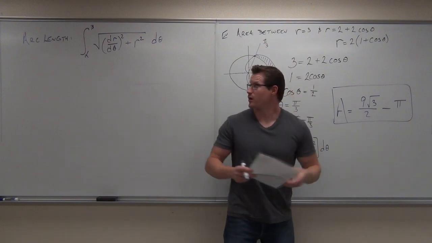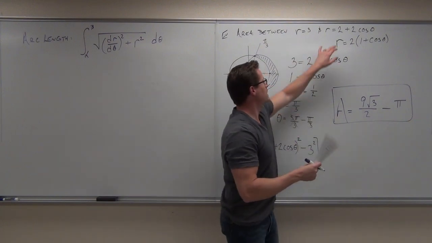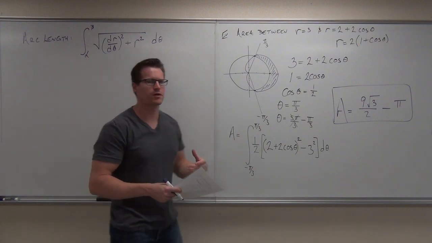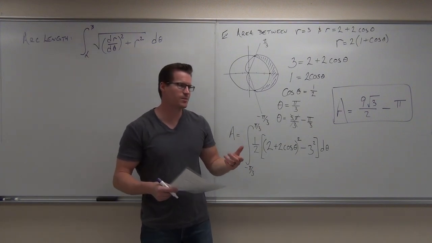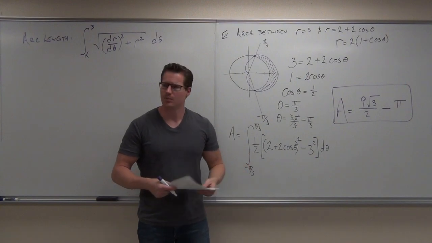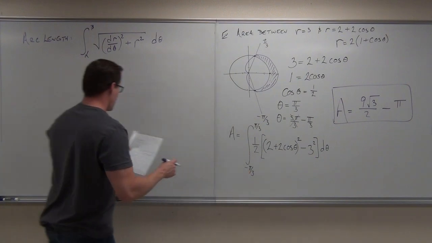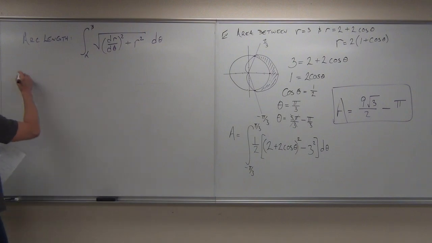Then, do you know how much r is? Yes. Sure you do. Take the r, plug it in, square it. Combine your like terms, figure out how to do the integral. It's under a square root, so you might have to use some manipulation there. But that's the idea. Feel okay with the idea? Mm-hmm. Not a problem. All right, so how about area of a surface of revolution?